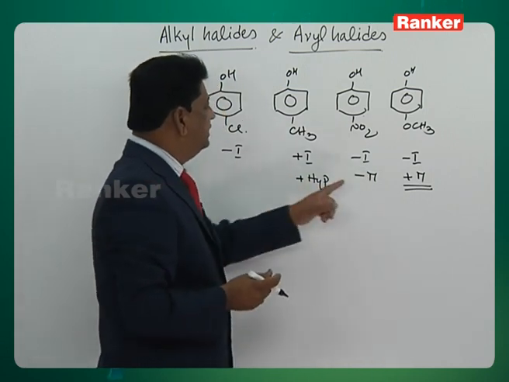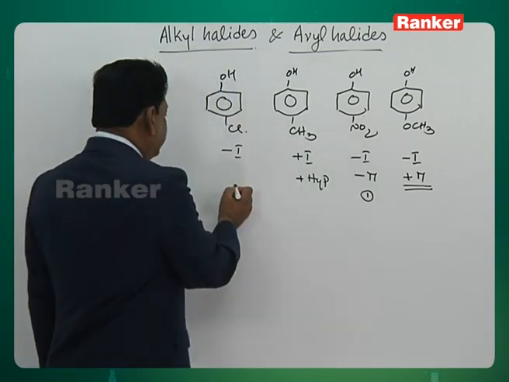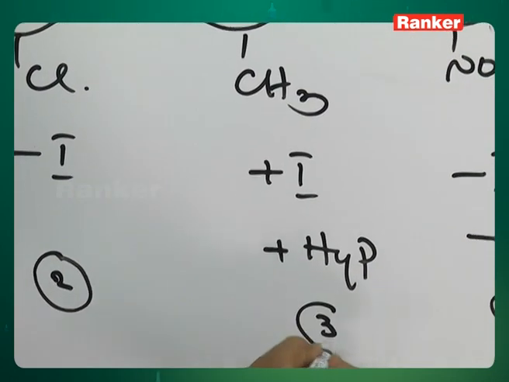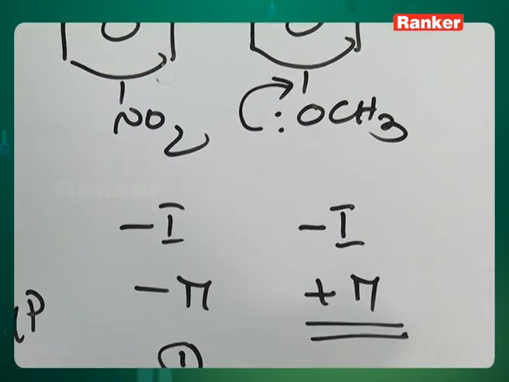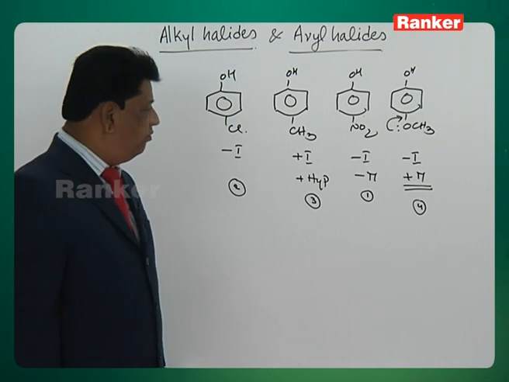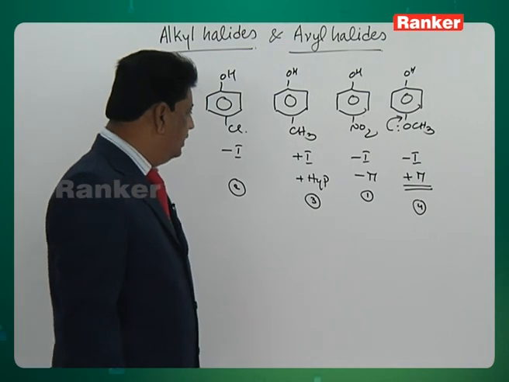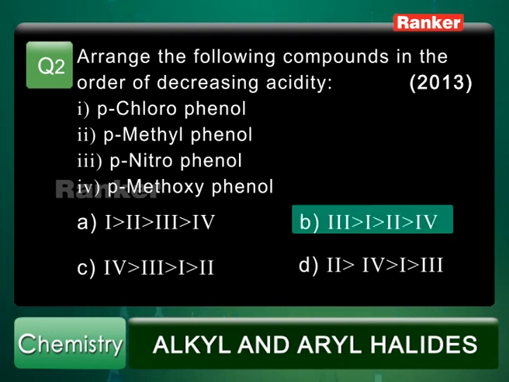Out of that, nitrophenol will become number 1 in acidity. Then the chlorophenol, with the activating property of the chlorine. Then third, activating less, will be the methylphenol. Activating more through the M effect, the mesomeric effect, is strong activating, therefore the fourth. So, the order goes nitro, chloro, methyl, methoxy, that is 3, 1, 2, 4. So, answer B is the right answer.